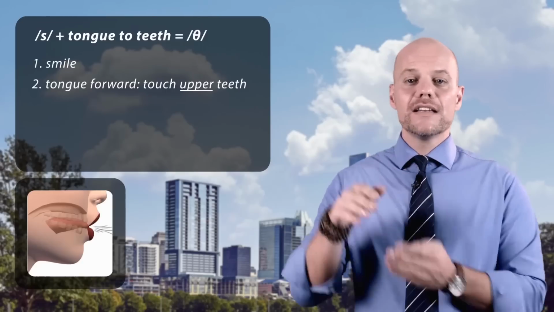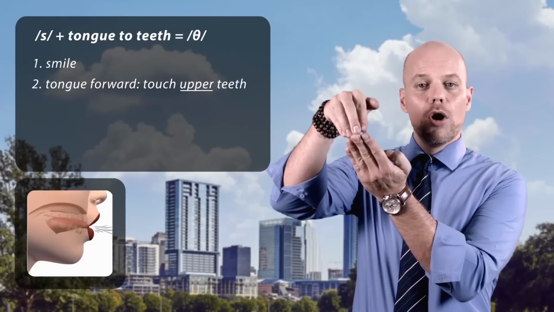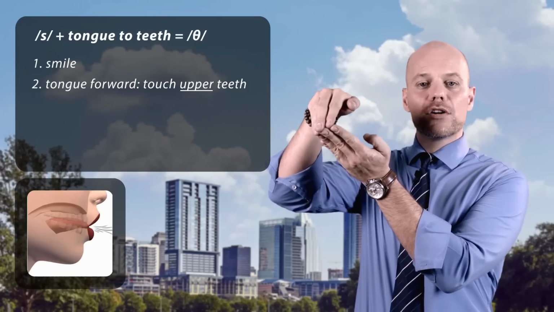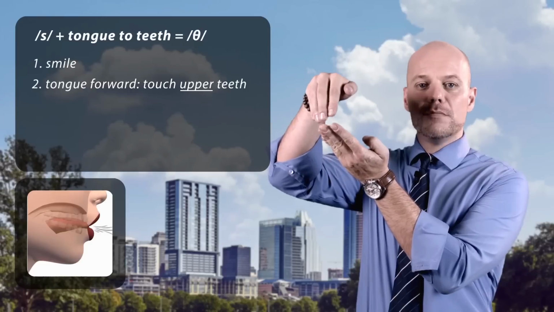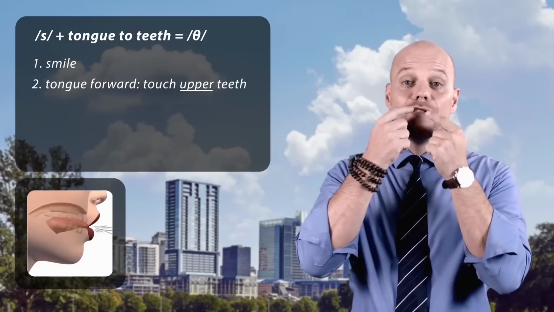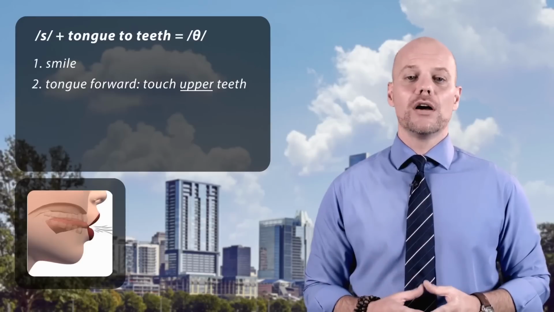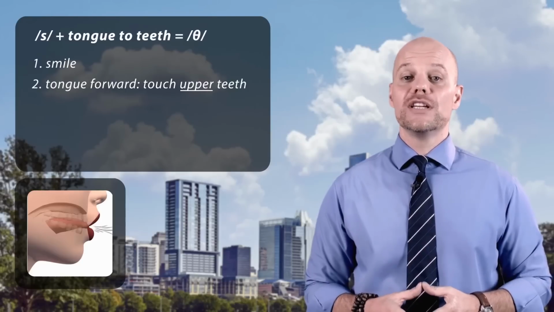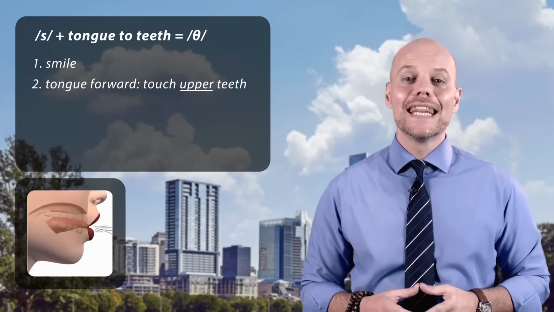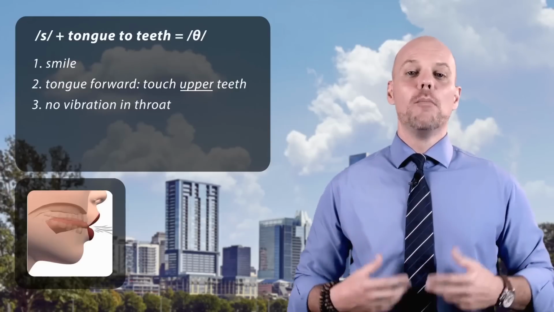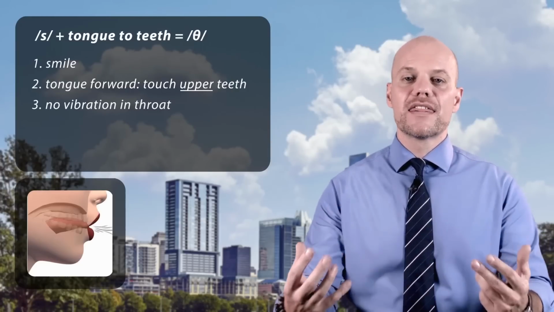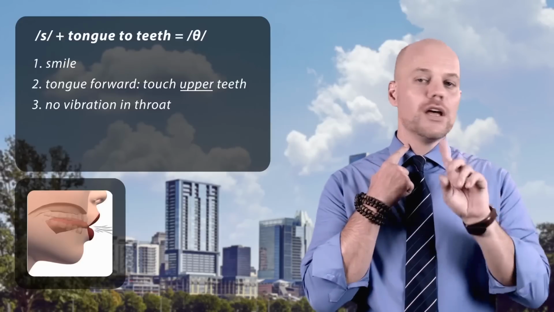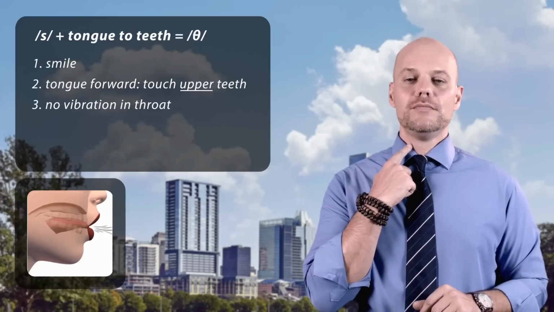The tongue can touch your teeth from below or behind, but the main point is that the tip of your tongue and the upper teeth must be in contact. If you smile, it will help your tongue to be wide and flat in your mouth, and you can find the perfect position easier. Finally, blow the air out. The th sound is unvoiced, so there should be no vibration in your throat.